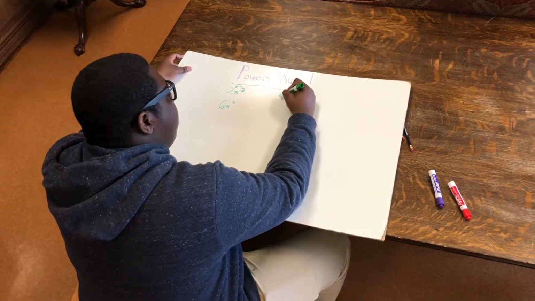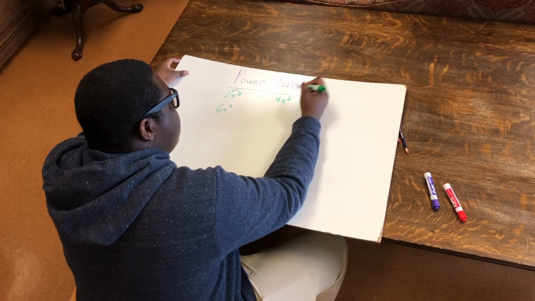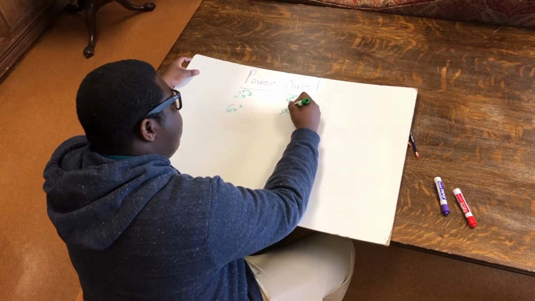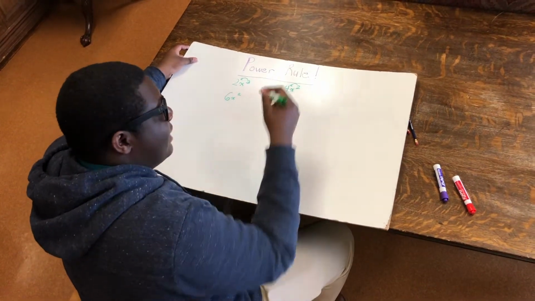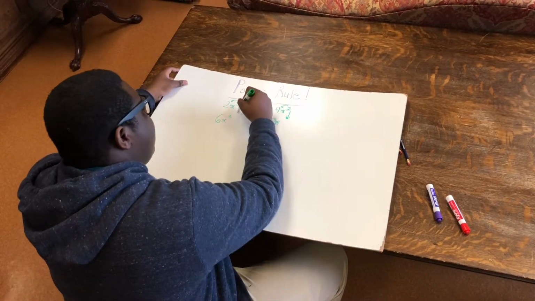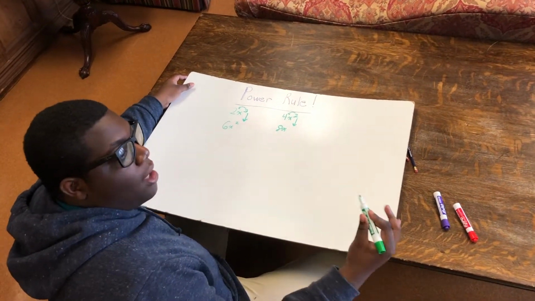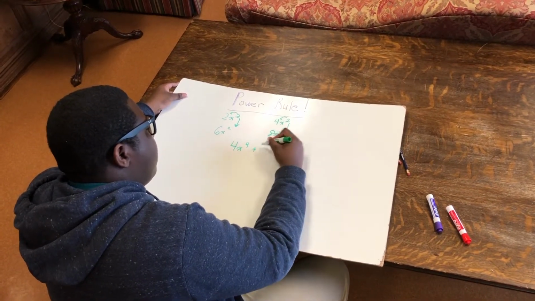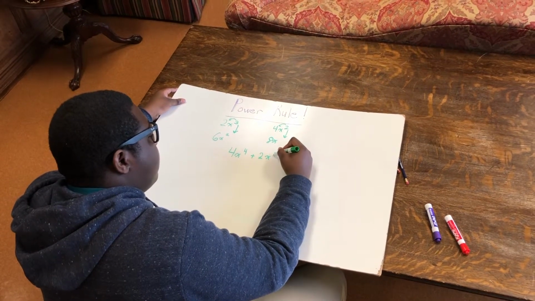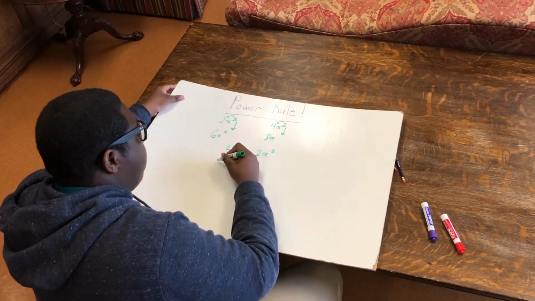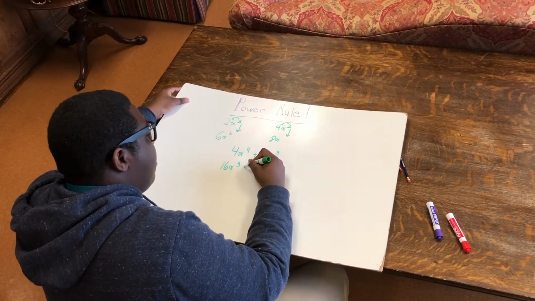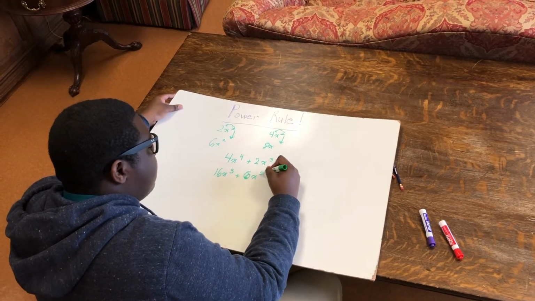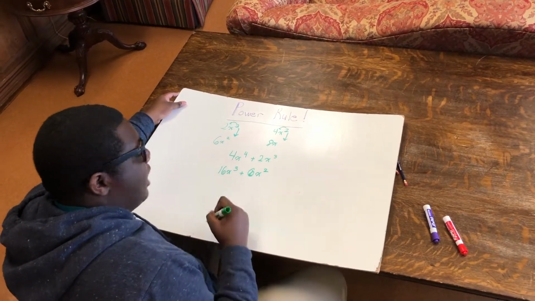Another example, 4x to the power of 2. You do the same rule, multiply that, and that is the derivative of this. Look at that. It's so easy. It even works for polynomials. Check this out. 4x to the 4th plus 2x cubed. And look at this. 4 times 4, 16x to the 3 plus 6x squared. Look at that.